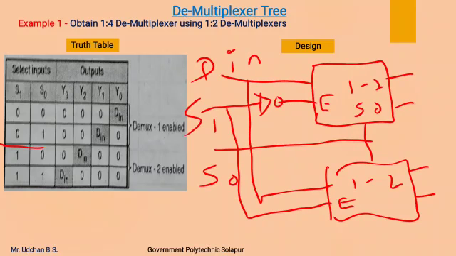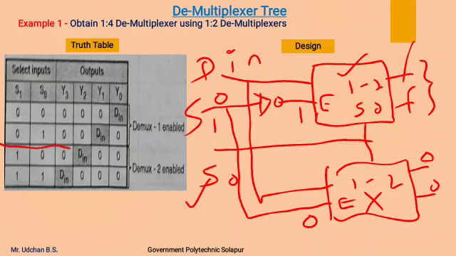Now for the first two conditions, S1 is 0, by which the first demultiplexer will get a 1 input, and the second will get a 0 input. So during S1 as 0, the first demultiplexer gets enabled and the second demultiplexer gets disabled. So we will get the data input over any one of the two output lines of the first demultiplexer depending on the status of S0. If S0 is 0, we will get the data input on this Y0 line. If S0 is 1, we will get the data input on this Y1 line, and by default we get 0 over these two lines.